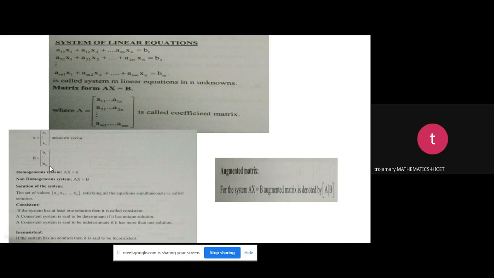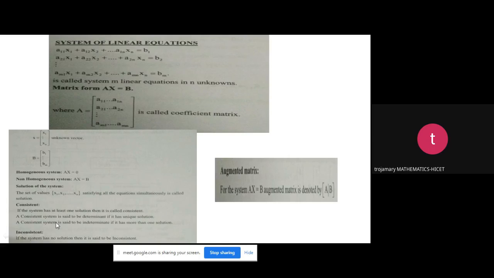Then, homogeneous system Ax = 0, non-homogeneous system Ax = b. If all the right-hand elements are 0, then the system of equations is said to be homogeneous. Homogeneous means Ax = 0. Generally, we can write the given system of linear equations in matrix form as Ax = b. If b = 0, then the system is said to be homogeneous. If b is not equal to 0, then Ax = b is called a non-homogeneous system.